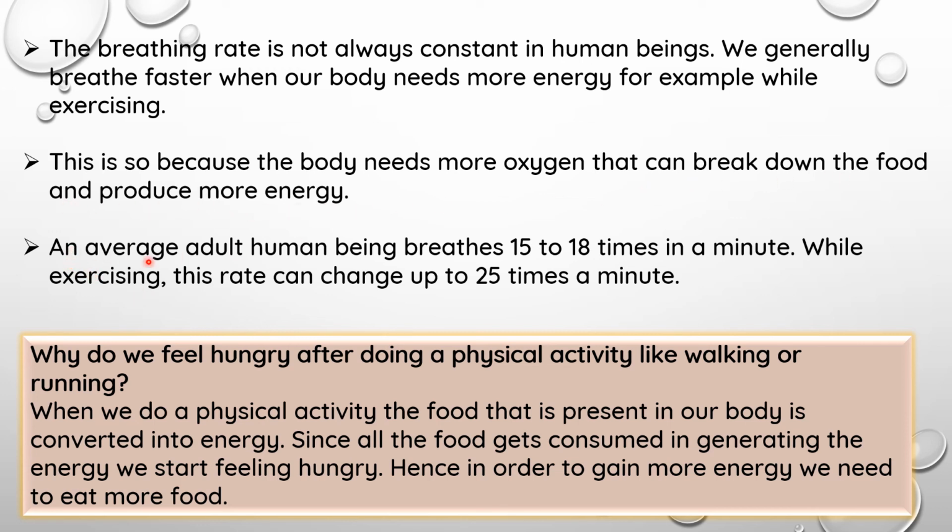Next point: an average adult human being, a grown-up person, breathes 15 to 18 times in a minute. It is not constant in all persons; it varies from person to person. Some have 15, some have 16, some have 18, like that. While exercising, this rate can change up to 25 times a minute. After exercise or any heavy work, if you check your breathing rate, you can see that it is not 15 to 18, but more, around 25 in a minute.